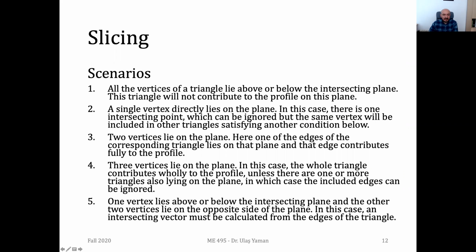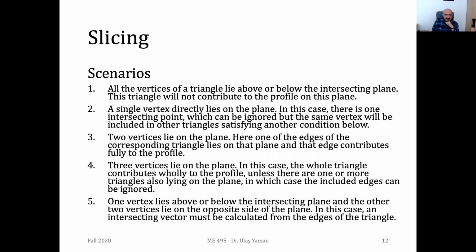It says that all the vertices of a triangle lie above or below the intersecting plane. So it's not that complicated. We have such a triangle, and it says that the intersecting plane is below or above the triangle. So it means that we don't need to spend more time on it. We can simply ignore this triangle. It's not intersecting with the given slicing plane.